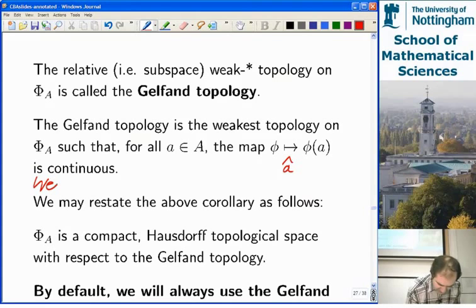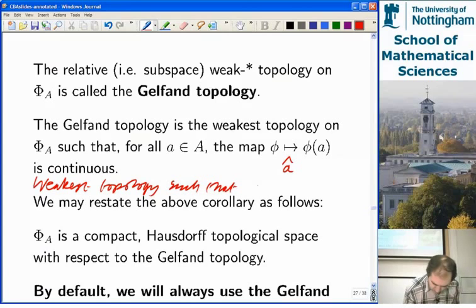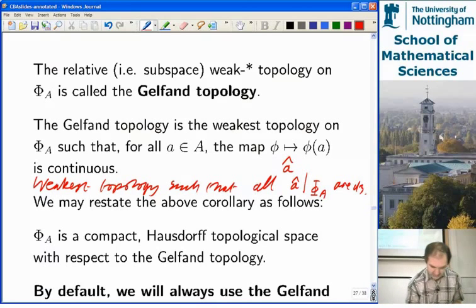So it's the weakest topology such that all the A hats restricted to VA are continuous. That's the old A hat from earlier. Unfortunately, we're about to have another A hat coming up in a minute. Mostly, this restriction is often also denoted by A hat and called the Gelfand transform.